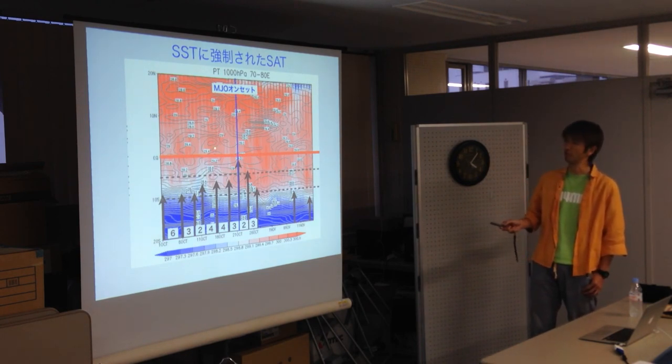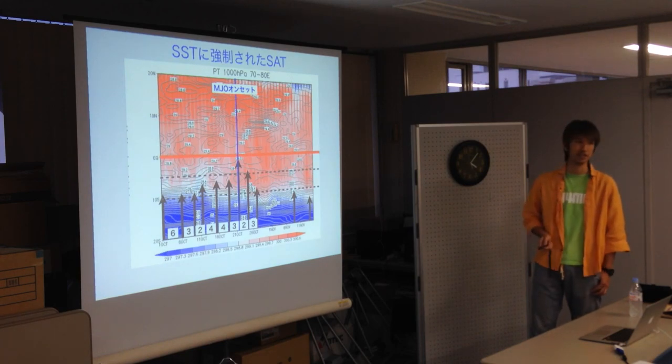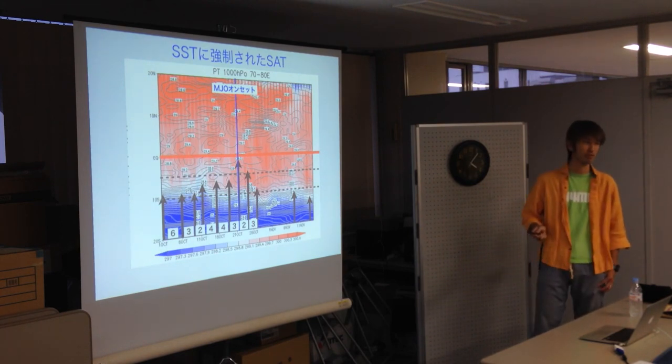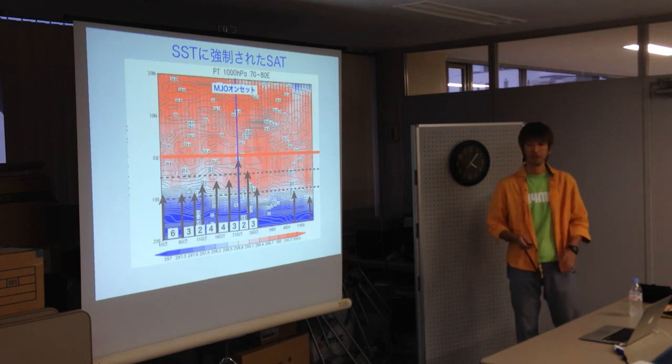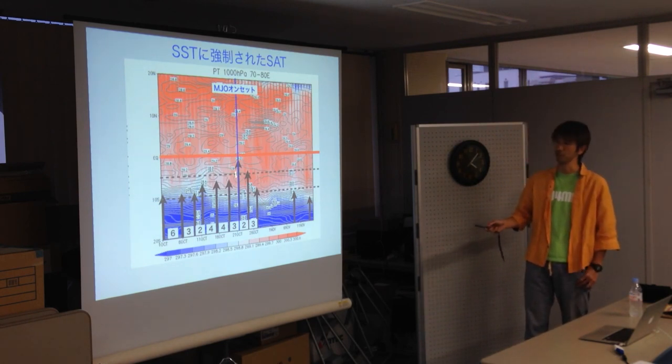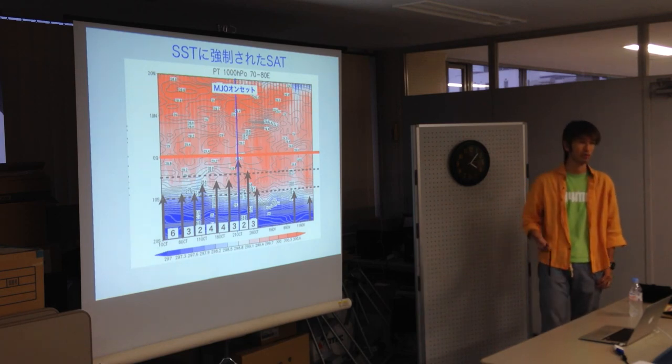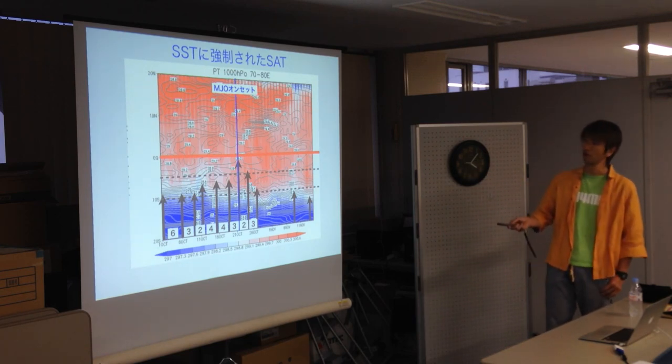Even if we have a maximum of SST and SAT over the equator, each convective system is initially generated in the southern hemisphere, and that corresponds to the meridional contrast of the temperature.